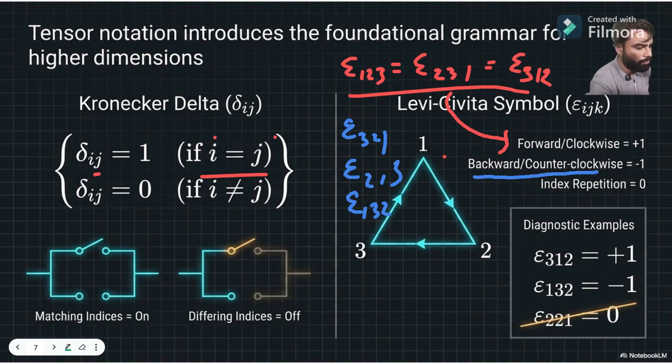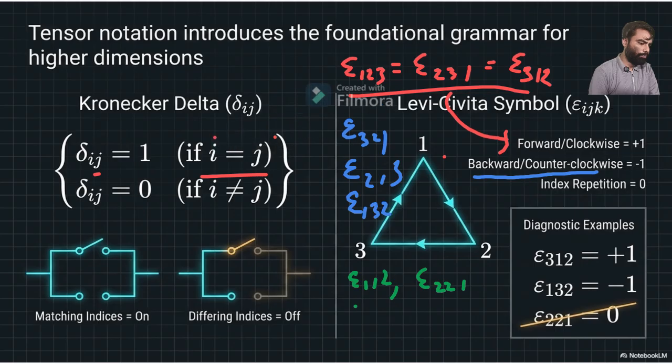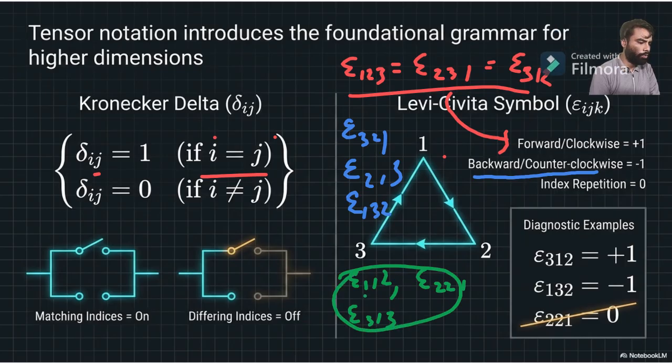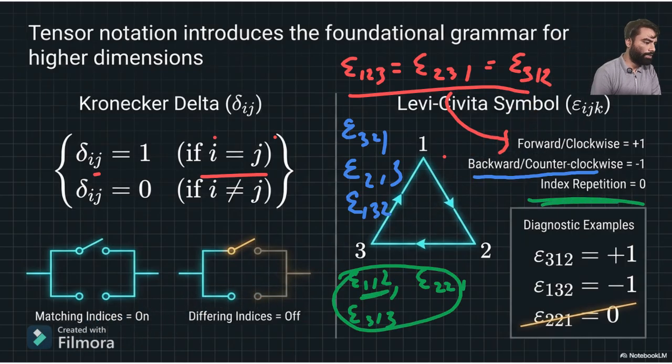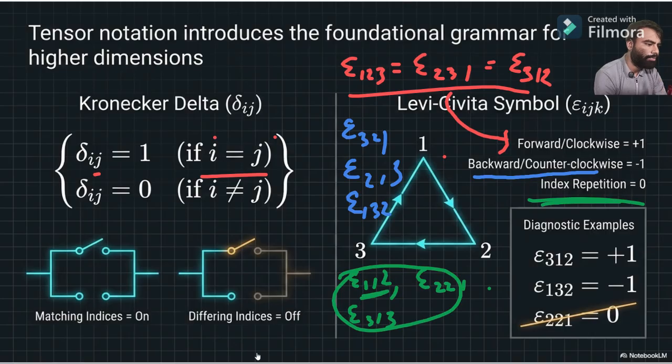And in case of repetition, meaning if you see epsilon 1 1 2, or epsilon 2 2 1, or epsilon 3 1 3, these are cases where two coordinates are repeated, and there the value of epsilon will give you 0. Now we know when the Levi-Civita epsilon gives us plus 1, when it gives us minus 1, and when it is 0.